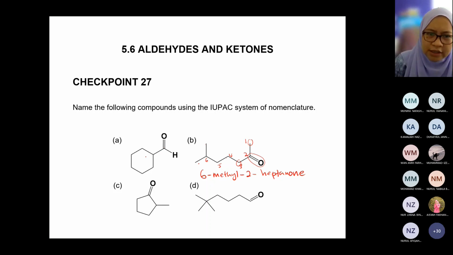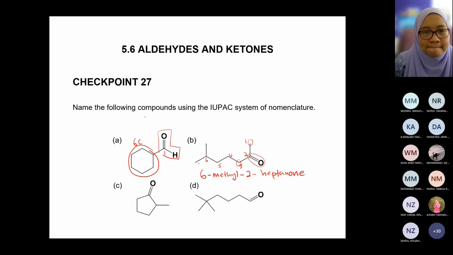Cuba try A. Okay, kat sini, don't get confused. Jangan tersepit di antara rantai paling panjang dengan functional group. Okay, ini memanglah dia ada 6 carbon. Tapi this one we have functional group here. So nak ambil yang mana? Okay, kita ambil yang functional group. Rantai yang ada functional group, yang consists of functional group. So this is aldehyde, right?